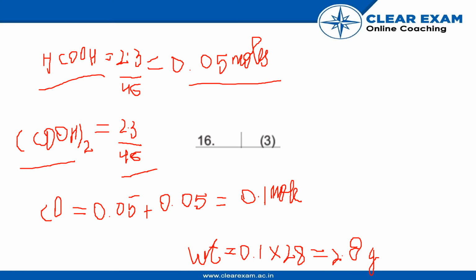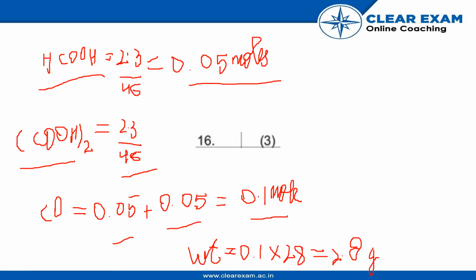Now from both of the reactions, we found that CO and CO2 are formed. CO is formed when HCOOH reacts with H2SO4 and when (COOH)2 reacts with H2SO4. So both will form 0.05 and 0.05 moles of CO. So the total amount of CO produced will be 0.1 mole, and the total amount of CO2 formed will be 0.05 mole only, because it is formed only when (COOH)2, that is oxalic acid, is treated with H2SO4.